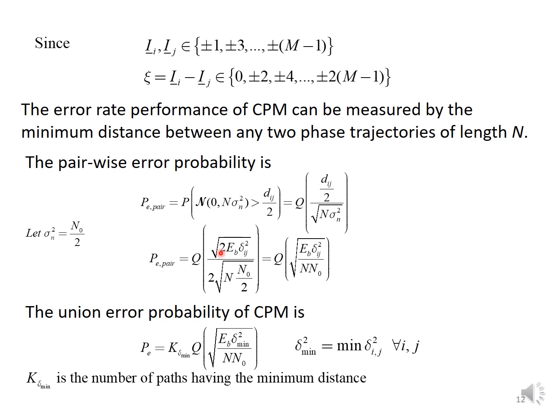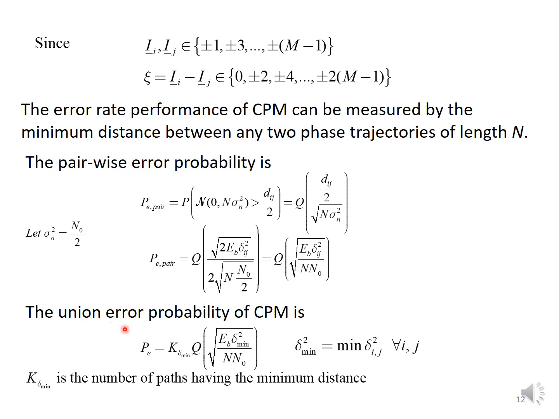And the distance Dij we already wrote on the previous page. The Dij is represented by the square root of 2Eb and delta Ij squared. So we have derived the pairwise error probability in terms of the Q function, and here delta Ij is the distance.